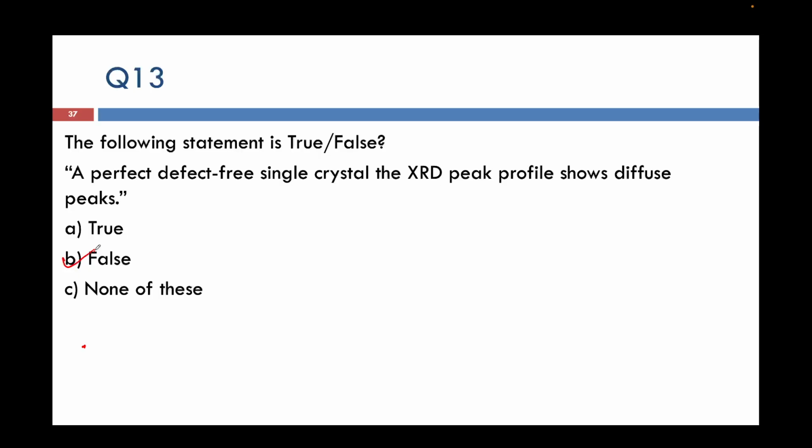Diffuse scattering will not be there, because a perfect defect-free single crystal will have a very high intensity and very narrow peak. There will not be broadening. Why do diffuse peaks come? Diffuse peaks generally come due to the poor crystallinity of the material. For a single crystal there is no question of poor crystallinity; it is defect free, with no significant broadening. A perfect crystal, so it will be a false statement.